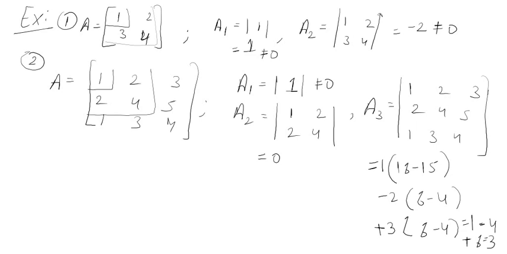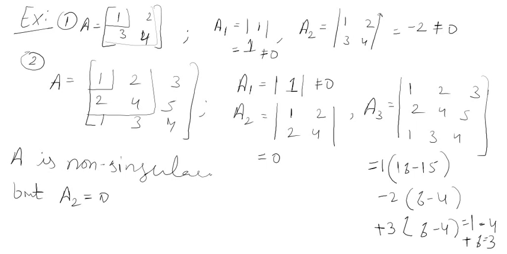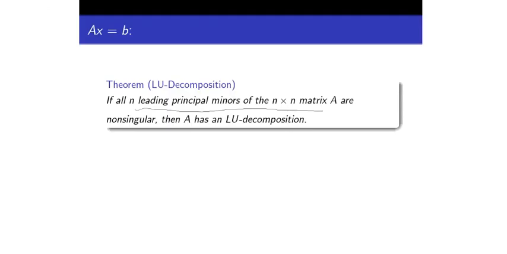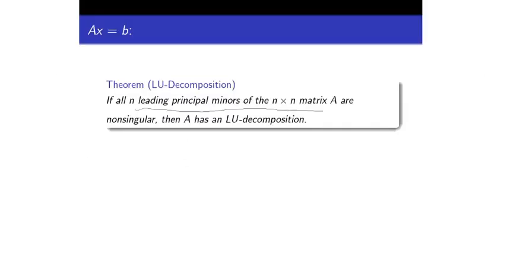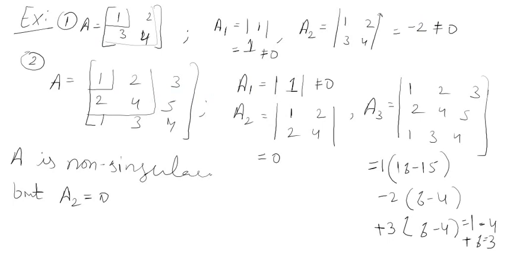Note that A is non-singular, but A2 is 0, meaning the leading second minor is 0. So here that result will not be applicable to tell whether it has an LU decomposition or not. So you need to put this check. This was a 3 cross 3 matrix; similarly for 4 cross 4, you will go up to the third block, and then you have the entire matrix A.